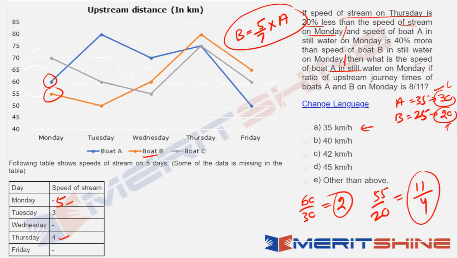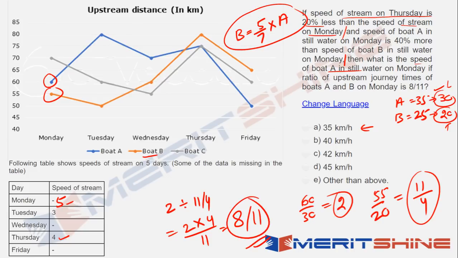So 2 divided by 11 by 4, or you can say this is 2 into 4 by 11, which is equal to 8 by 11. This 8 by 11 is the same 8 by 11, so it means it's consistent. The answer becomes option A.